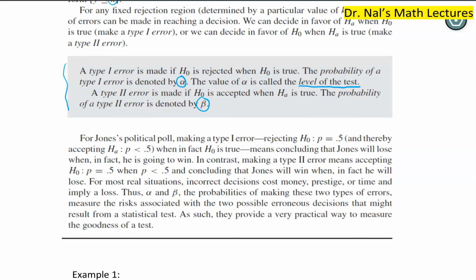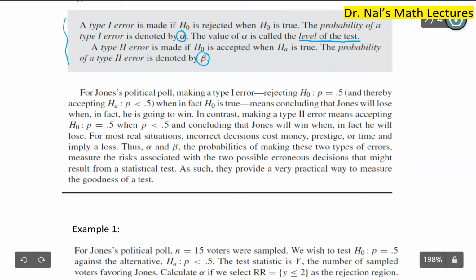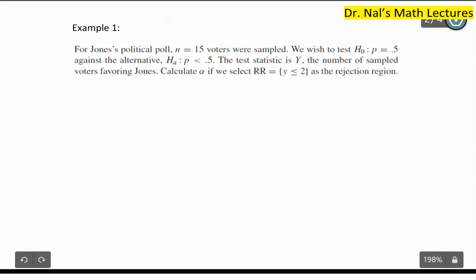For most real situations, incorrect decisions cost a lot; it can cost money, prestige, time, or imply a loss. Therefore, alpha and beta, the probabilities of making these two types of errors, measure the risks associated with the two possible erroneous decisions that might result from a statistical test. As such, they provide a very practical way to measure the goodness of a test. All right, so we have an example next. In example 1, we will quantify what we discussed and measure alpha basically.